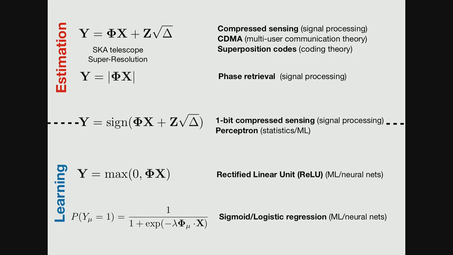All right, so just to give you an idea of how generic this model is, special cases of this GLM are, again, the compressive sensing problem, which is also related to CDMA, which is an important communication scheme between multi-users. It means code division multiple access. It is related to superposition codes, which are a particular class of error correcting codes for point-to-point communications. The phase retrieval problem that Yue already discussed. At the boundary between estimation and learning, you have this problem, which we call one-bit compressive sensing in the signal processing community, or the perceptron in machine learning. You have the so-called ReLU nonlinearity, which is fundamental in the sense that it's nowadays probably the most used nonlinearity in deep neural networks, or the canonical model for binary classification, which is the sigmoid or logistic regression.